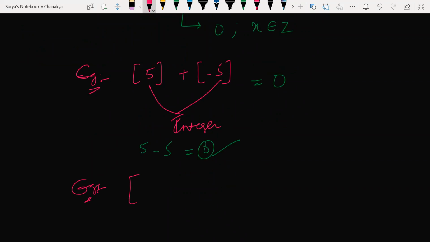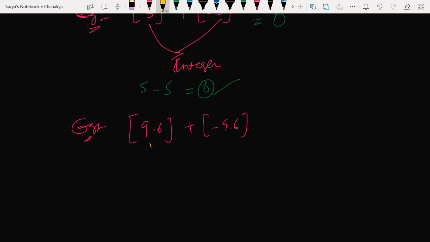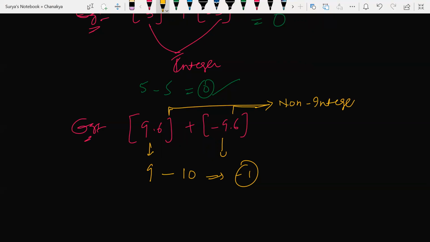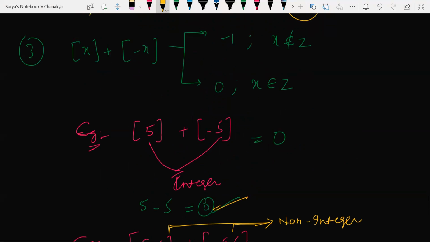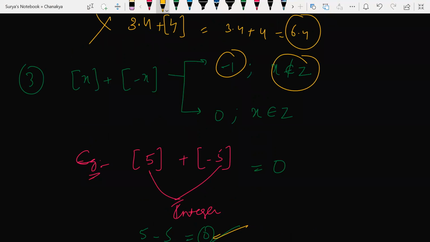I'll give you something like 9.6 plus -9.6. What is the answer going to be now? Step of 9.6 is 9. Step of -9.6 is what? -10, or not? The answer is going to be -1, or not? Here the x value is not an integer. Non-integer. Check. If integer, the answer is going to be 0. If non-integer, the answer is always going to be -1. That is what I wrote here. If it is not an integer, -1. Integer means 0. Clear?